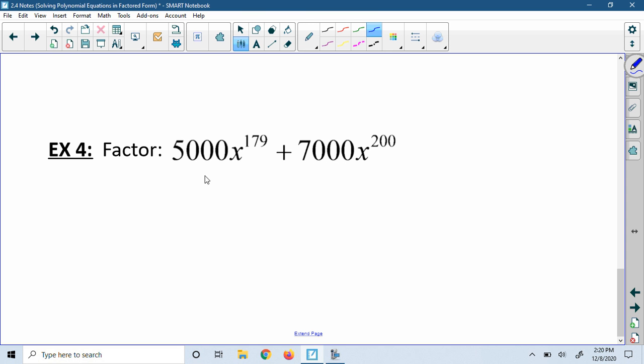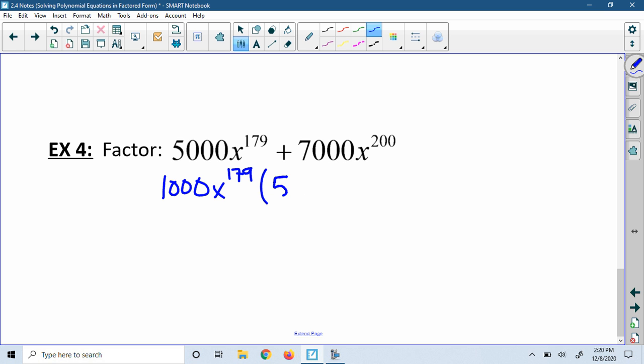5,000 and 7,000. The biggest number I could divide each of those by evenly is 1,000, I believe. And the biggest amount of x's I could take out is 179 from each one. What's going to be left over?